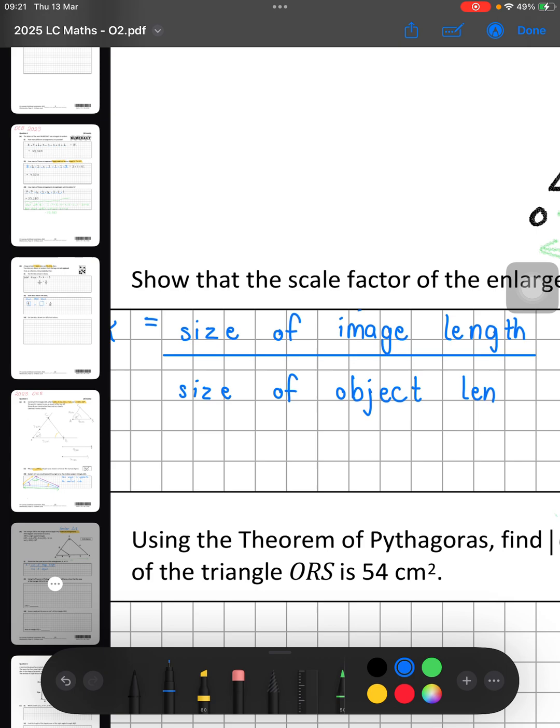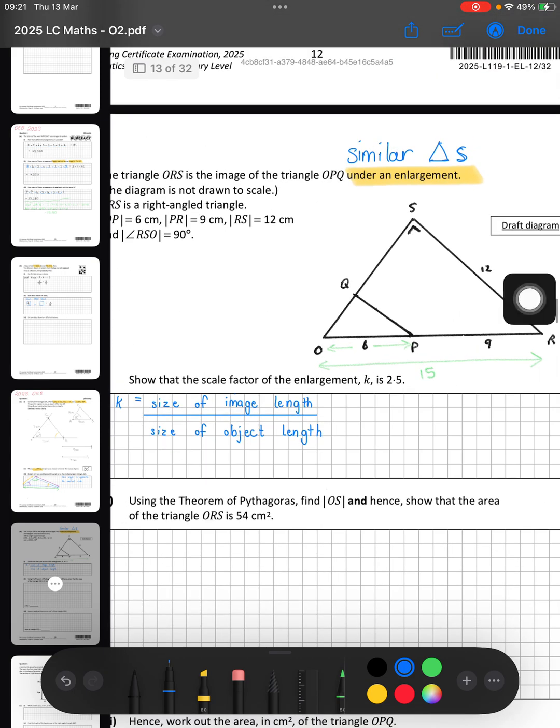Okay, now they have to be corresponding sides, which in this they are. They're both the bottom sides. So if I want to write that as a fraction, the size of the image, the enlarged one, is 15. And the size of the smaller one, the original, is 6. So I'm looking at 15 over 6.